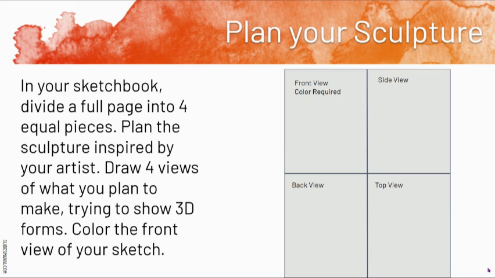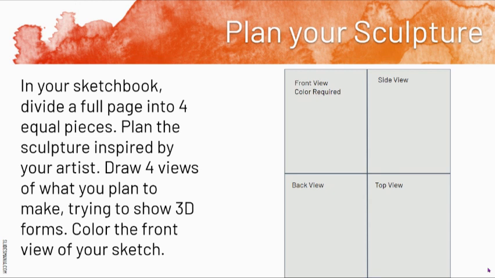So draw what it would look like from the front. Draw what it would look like from the side, left or right, I don't care. Draw what it would look like from the back, and then draw what it would look like from above. That's the view you're going to take as you build it, since you'll be seated next to it and it's on your table.